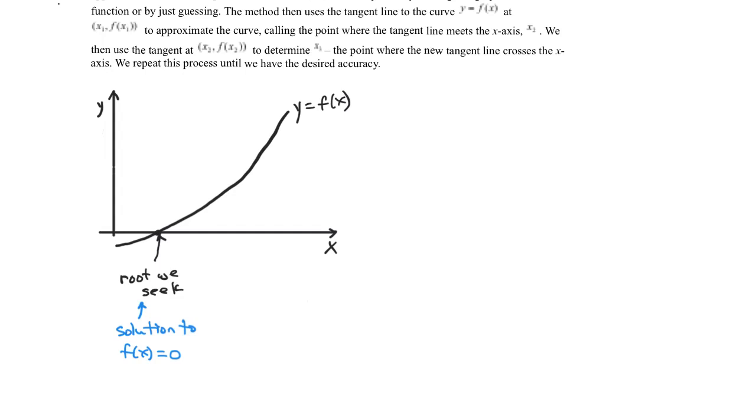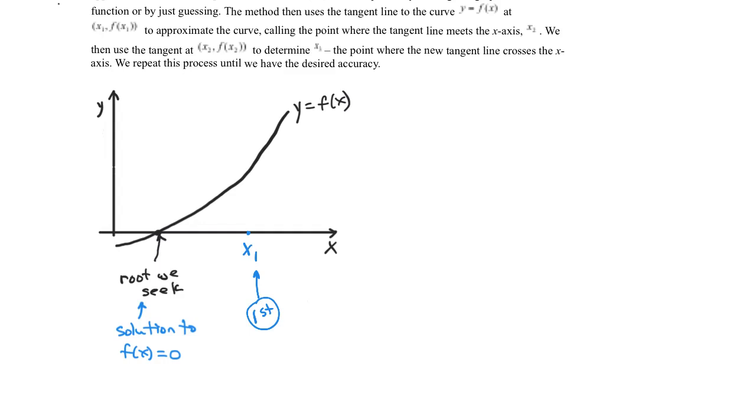The way Newton's method works is we pick an initial point. They just call it an initial guess. And maybe we pick like this point right here. Maybe this will be what we'll call x sub 1. This is our initial guess.